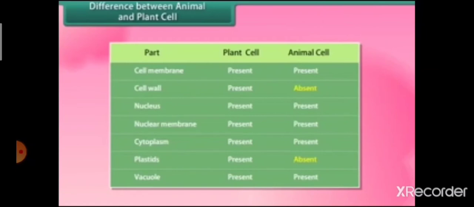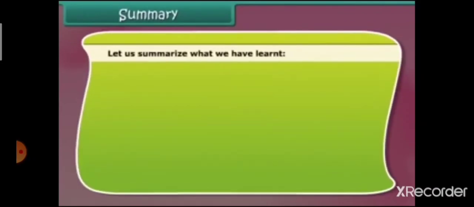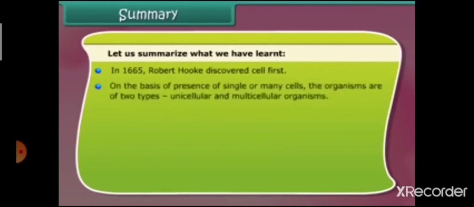In 1665, Robert Hooke discovered the cell first. So he was the first who discovered the cell. On the basis of presence of single or many cells, the organisms are of two types: unicellular and multicellular organisms. Each cell contains certain specific components within it known as cell organelles, and they have a special function.